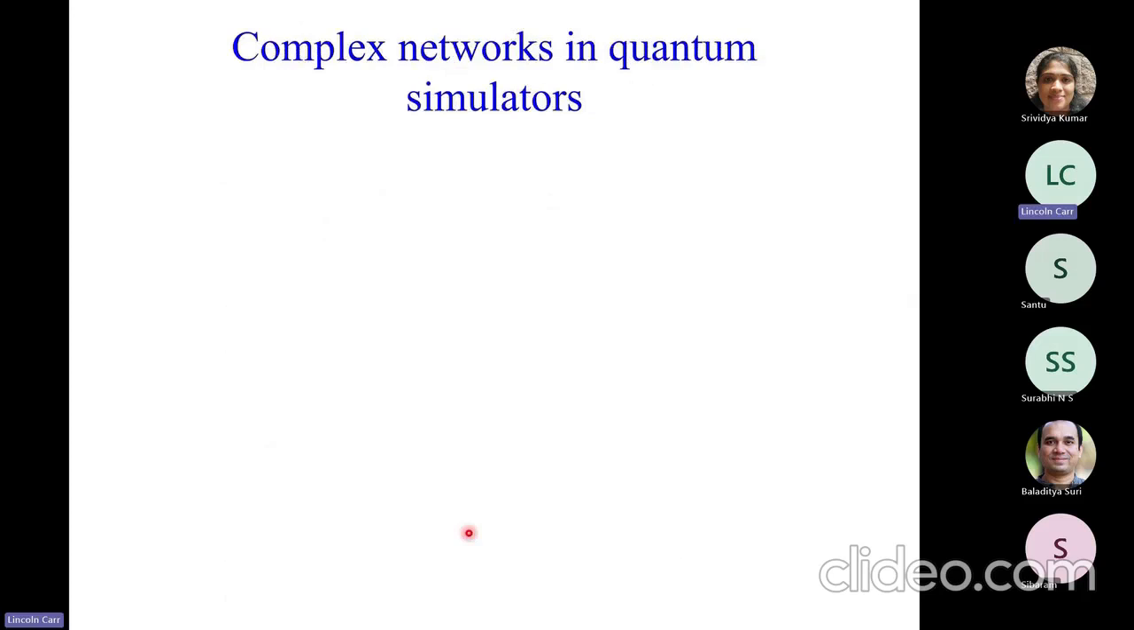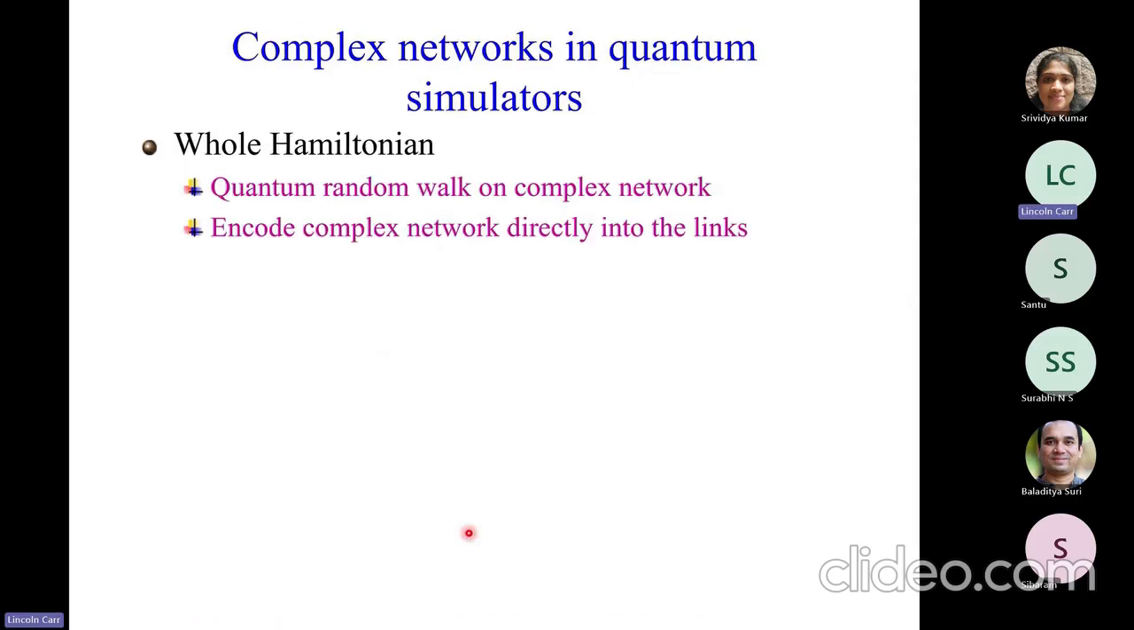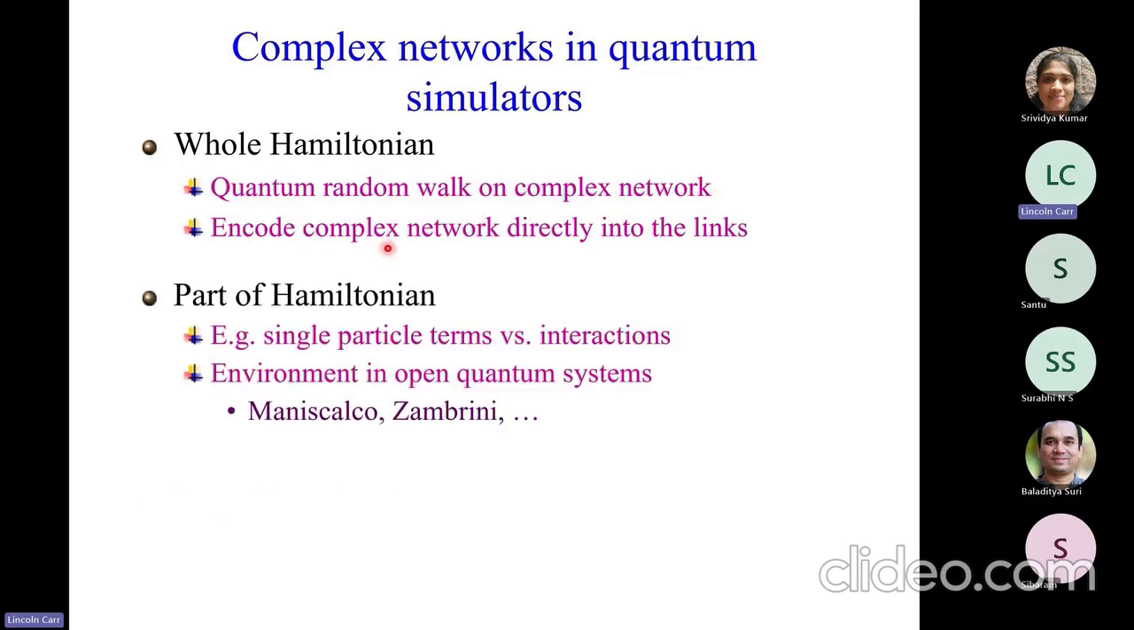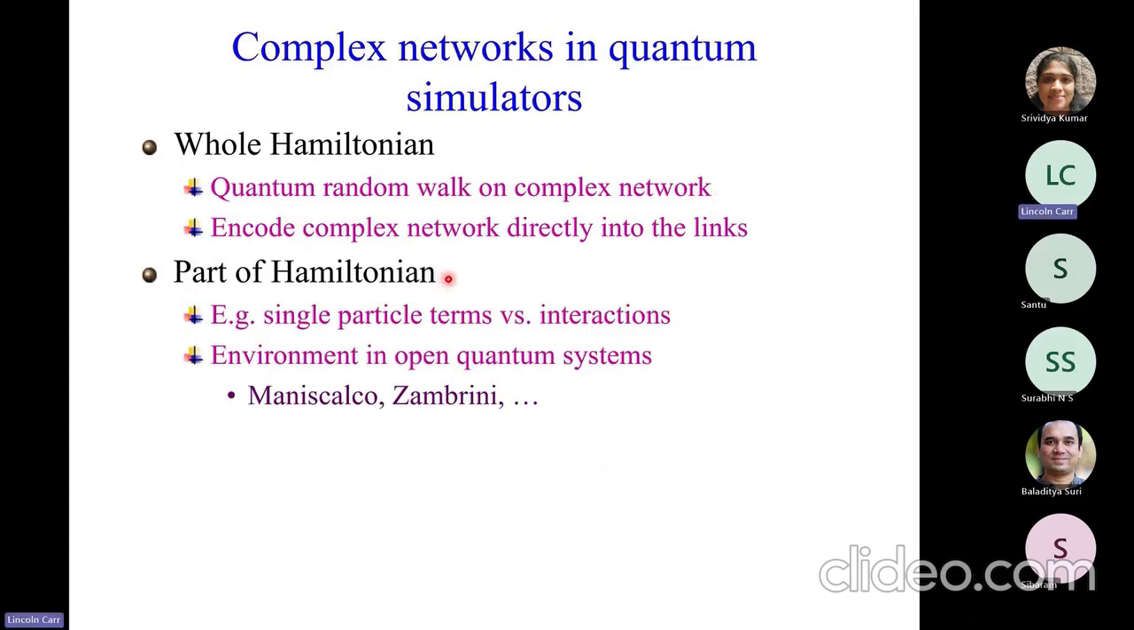Okay, now where do quantum networks appear in quantum simulators? Well, first of all, the whole Hamiltonian could. So, like I mentioned, putting distributed entanglement on the backbone of the internet, so you've already got the entanglement baked in. You could, for example, think about what a quantum random walk would look like on a complex network. This turns out to be an advantageous method for understanding protein folding. It's very interesting. There are some papers on that. And then you can encode the complex directly into these links. So now you can also put a complex network in part of the Hamiltonian.